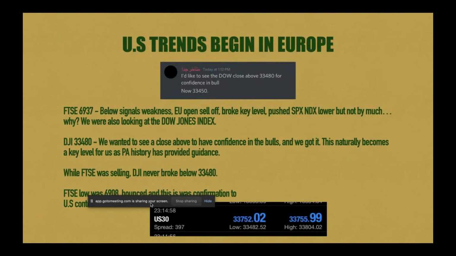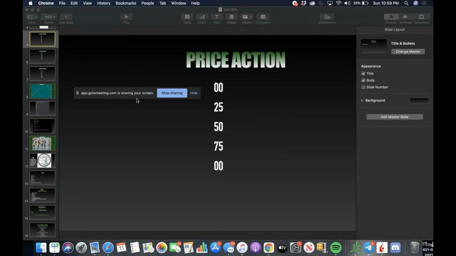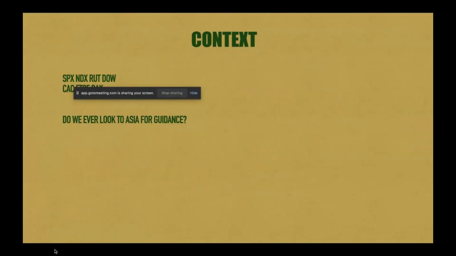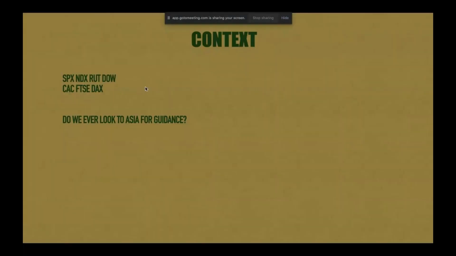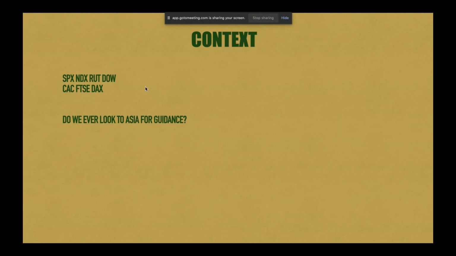US trends begin in Europe, and we will look at that in detail next week. These are some of the things that we have to talk about shortly, right? SPX, NDX, the Russell, the Dow, the CAC, FTSE, and the DAX. These are your indices. That's it. There are no other questions in terms of understanding. When I speak about context, I'm looking at these indices primarily.